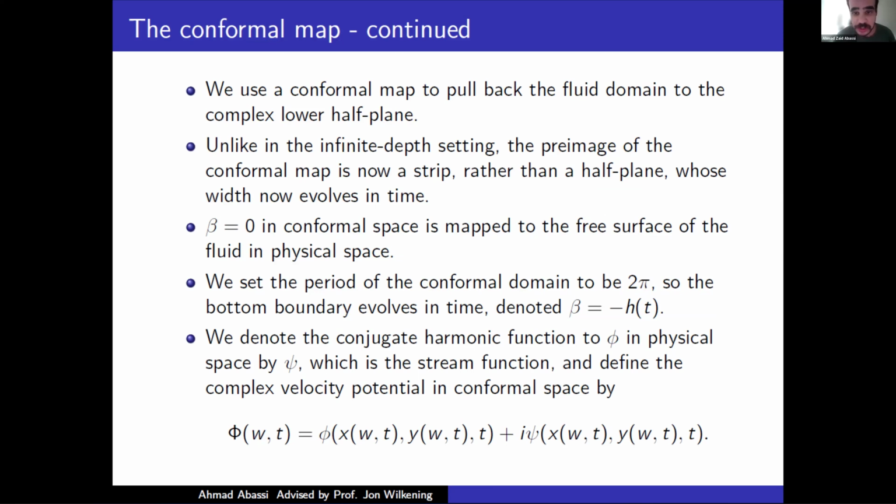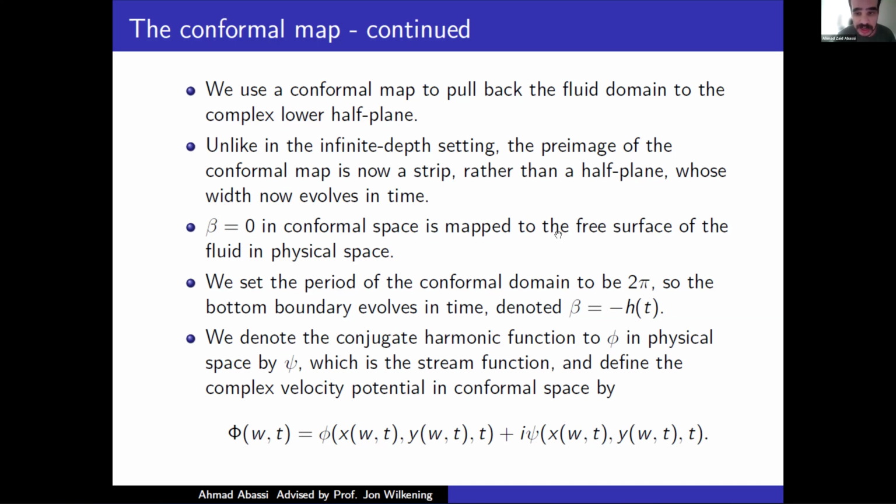And a key observation and difference from the infinite depth problem is that the pre-image of the conformal map, unlike the infinite depth problem where it was the bottom half complex plane, is now a strip that evolves in time where the bottom boundary is actually a height function. So the bottom boundary, instead of being beta equals minus infinity in conformal space, is now beta equals minus h of t, where h is a function of time that dictates the height in conformal space.